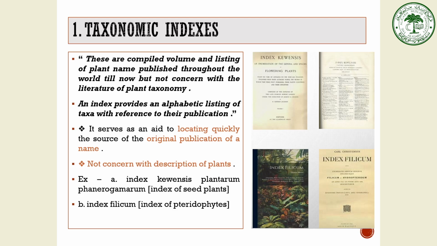And an index provides an alphabetical listing of the taxa with reference to where they were published. So you can reach that publication, but the index does not have any description. It serves as an aid for quickly locating the source of the original publication of a name, and is not concerned with description, as I have told you. It is just a list of the plants present all over the world, and you can quickly reach that particular document where it is published.